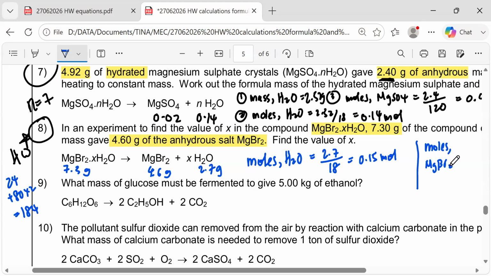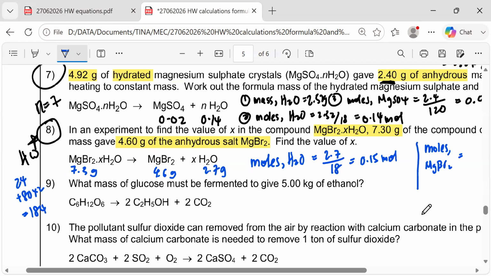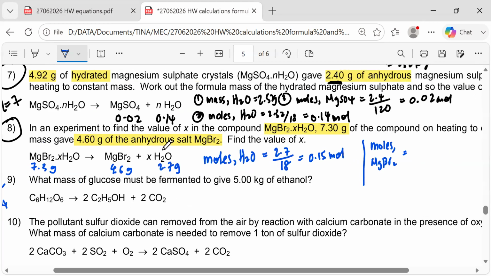So the moles of magnesium bromide. Okay, I do want to hear from you. You find the moles of magnesium bromide and then you find the ratio of the two and then you find the value of X for me. Go, quick, quick, quick. Try.